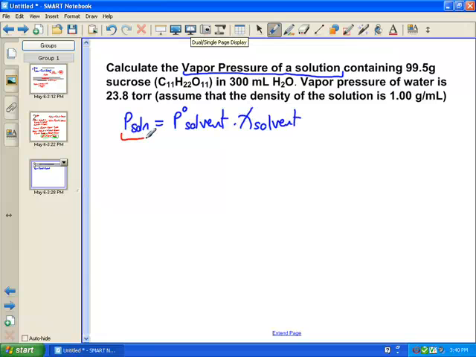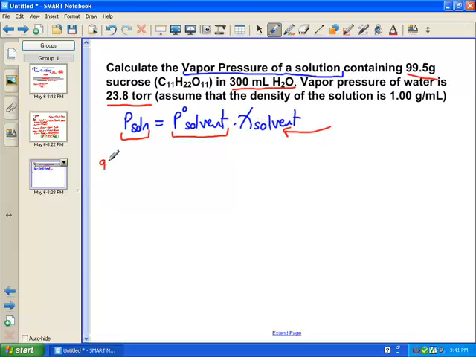We know this is what we need. The pure solvent vapor pressure we actually have right there, so the thing that our answer is going to hinge on is the mole fraction of the solvent. Now mole fraction implies we need the moles of our solvent, but in order to get the mole fraction we need the moles of our solute as well, and that's where these numbers come in. So let's do it for our solute first.